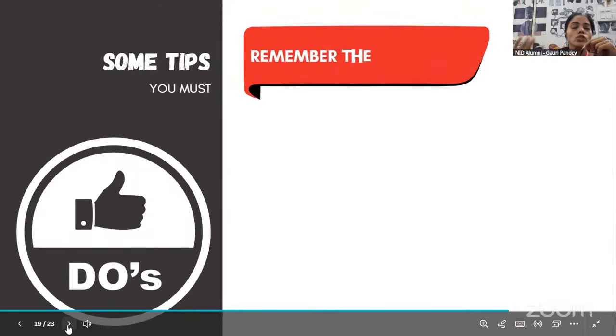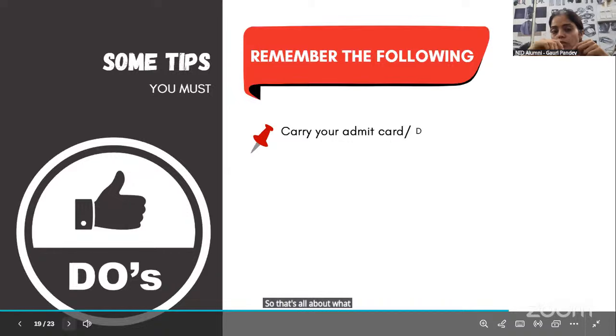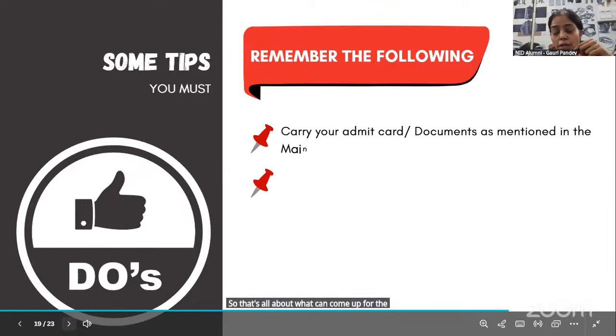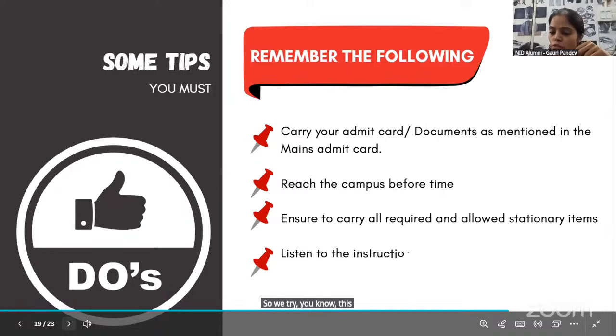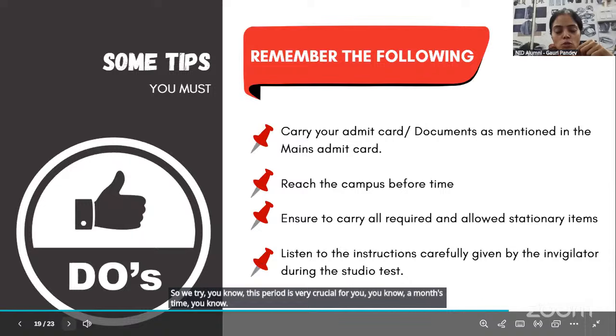So that's all about what can come up for your list. It is actually endless and exhaustive, but we have tried to very briefly sum up what can possibly come. This period is very crucial for you, a month's time, nearly 20, 25 days, because some days you'll not be working, you'll be traveling. So all this time you need to get engaged into a routine which allows you to work on all these on a regular basis.